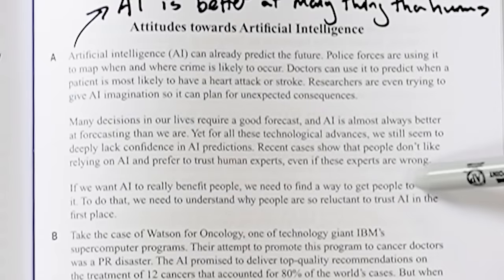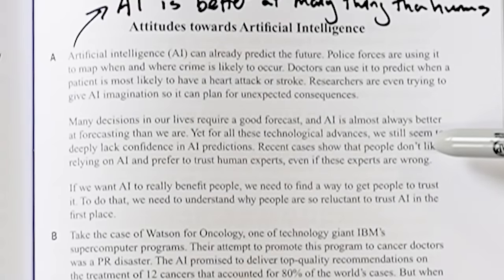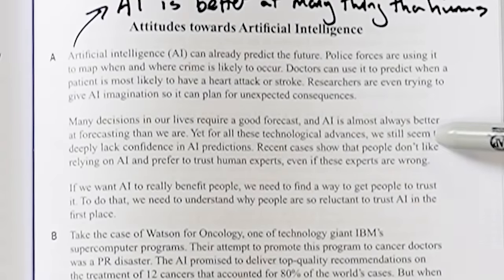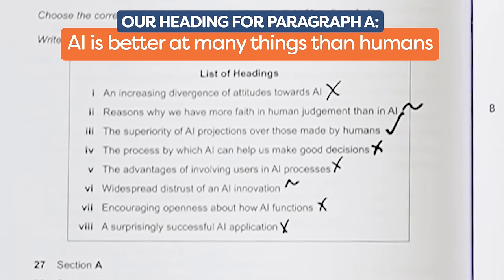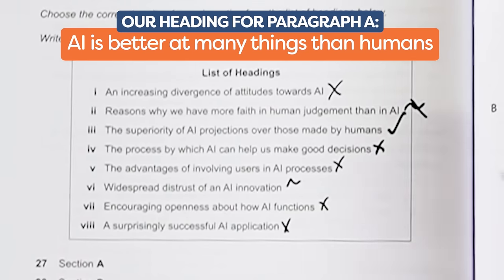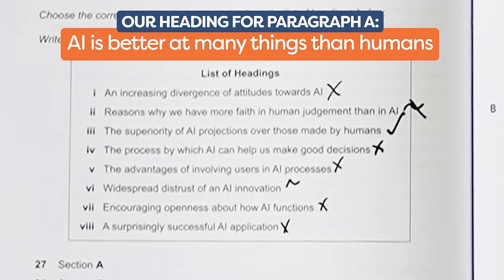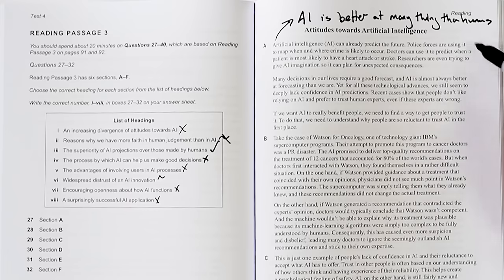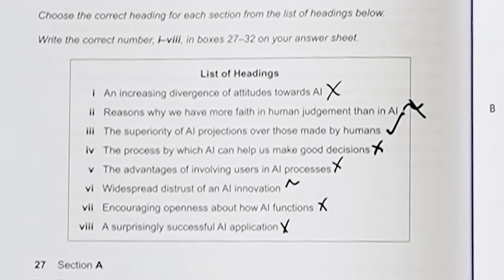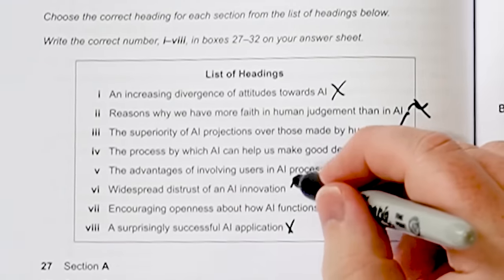Now we can go back and think, does it talk about reasons why we have more confidence, more faith in AI? It doesn't give any reasons. So we can turn this into an X. Widespread distrust of an AI innovation. So the key word there is an AI innovation, a singular AI innovation. At the top here, they're talking about many, many different AI uses. So it's not talking about widespread distrust of one thing. So we can eliminate that.